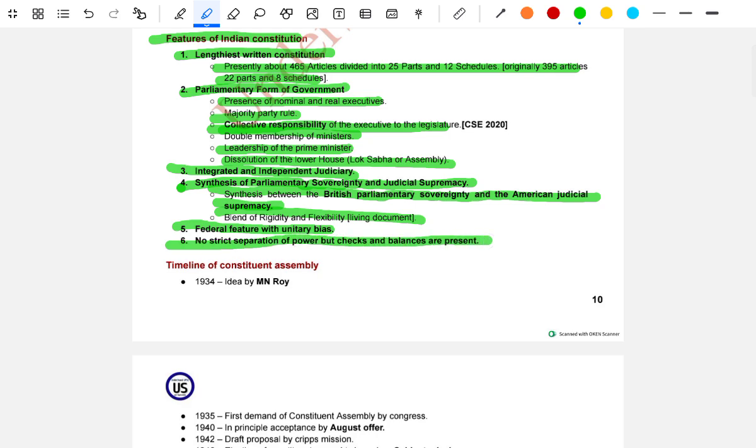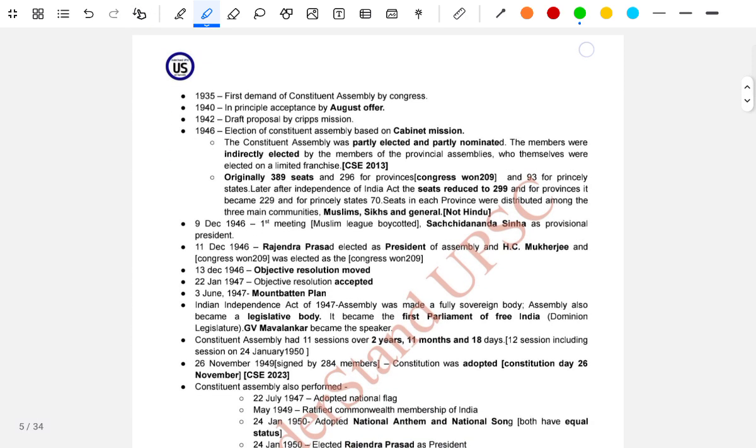Timeline of the Constituent Assembly. 1934, the idea of M.N. Roy. 1935, first demand of the Constituent Assembly by the Congress. 1940, in-principle acceptance by the August Offer. 1942, draft proposal by the Cripps Mission. 1946, the election of the Constituent Assembly based on the Cabinet Mission.